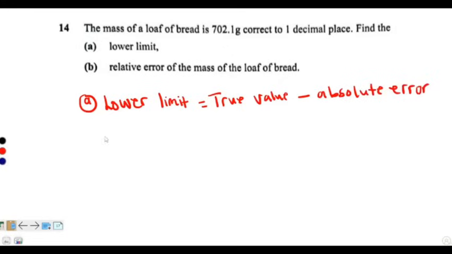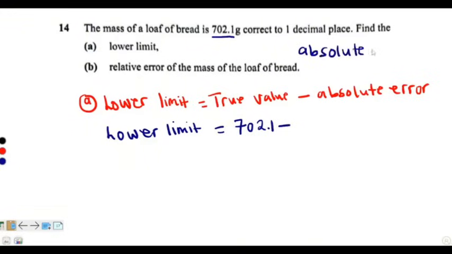Now, what would be our true value? So, you say lower limit is equal to the true value, which is the value that you are given, 702.1, minus. Now, what will be your absolute error? So you say absolute error is equal to, so here the thing is, this is a decimal number with one decimal place. So to pick your absolute error, you are just going to consider 0.05. So 0.05 will be your absolute error.